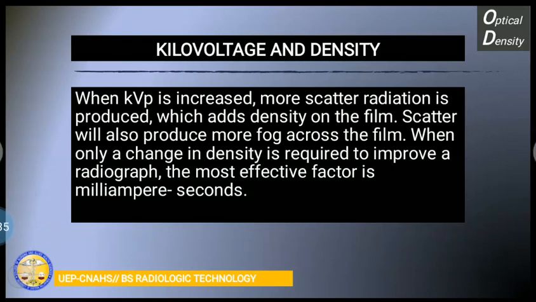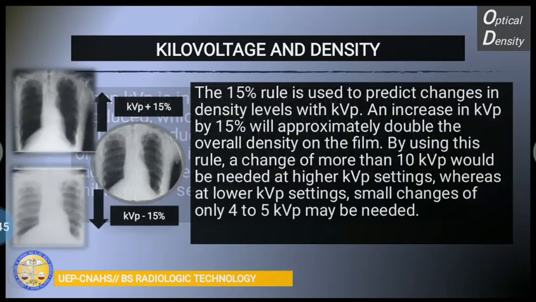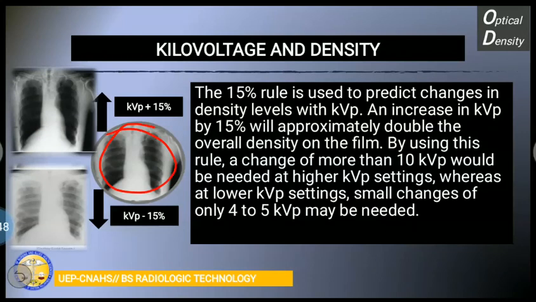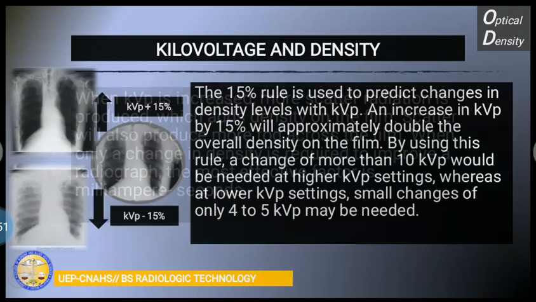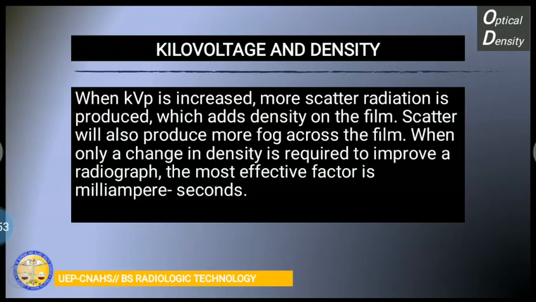When only a change in density is required to improve a radiograph, the most effective factor is milliampere second. So, for example, if you want to increase the density, just adjust the mAs, not the kVp. Because, as it says here, it will only add scatter radiation, which is not helpful in the way of diagnosis.